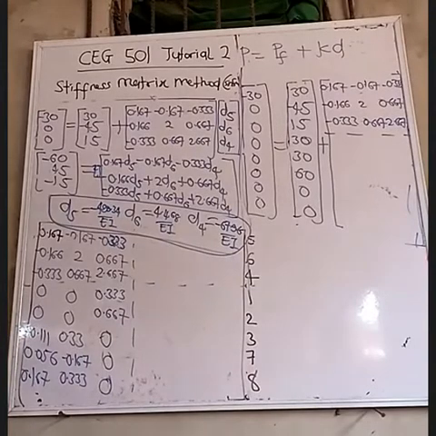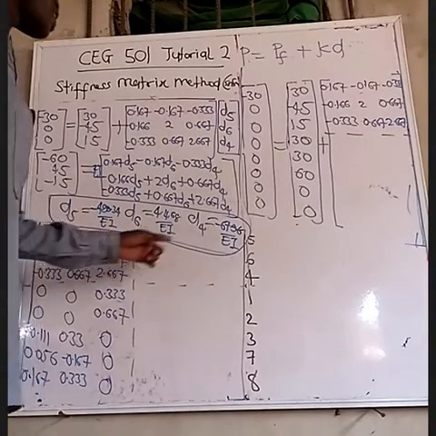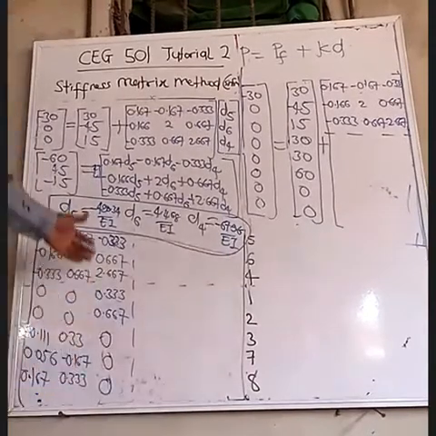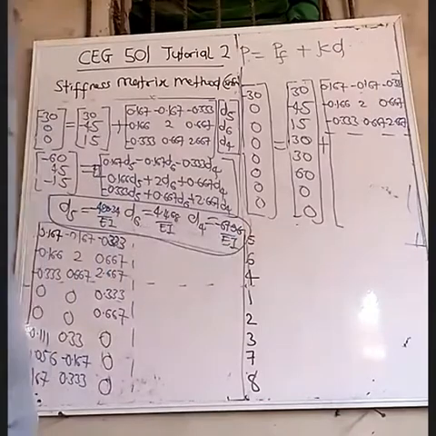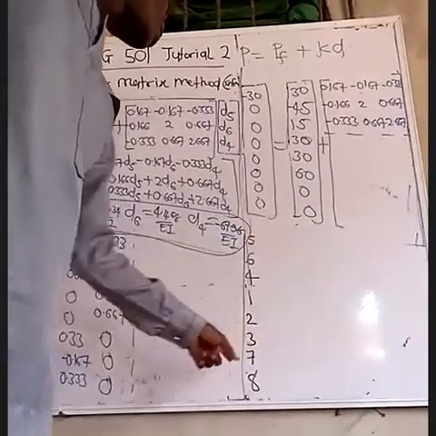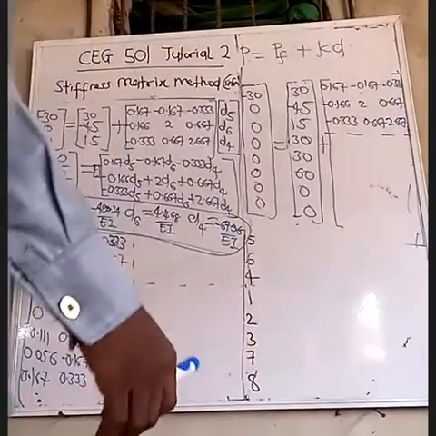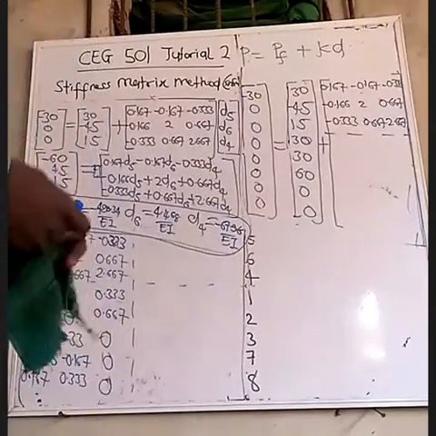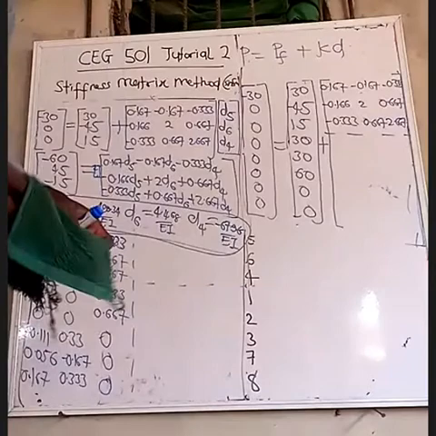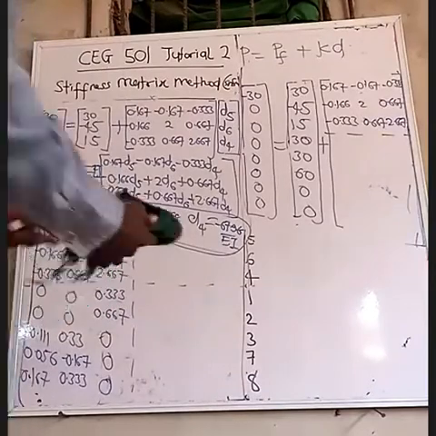D5, D4. So we have gotten this. We are going to use D5 and D4 to get P1, P2, P3, P7, P8. So I'll clean this one now. Don't worry, I'll give us like 10 minutes break, so we'll come back to it.